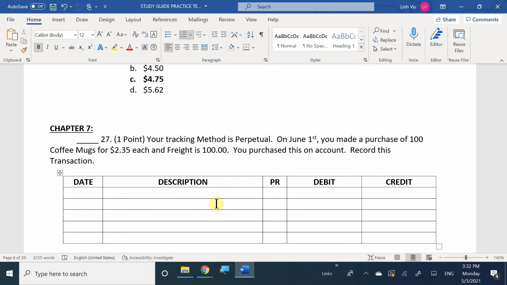Your tracking method is perpetual. On June 1st, you made a purchase of 100 coffee mugs for $2.35 each, and the freight cost you $100. You purchased this on account. How do we record this transaction? We debit coffee mugs for the $335 and credit accounts payable for the same amount?